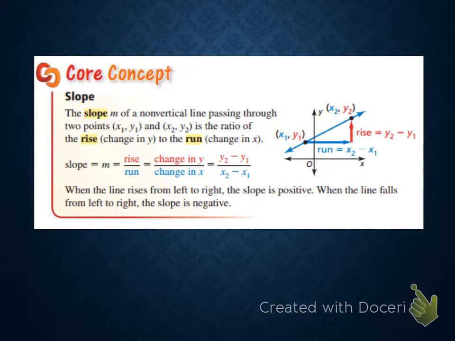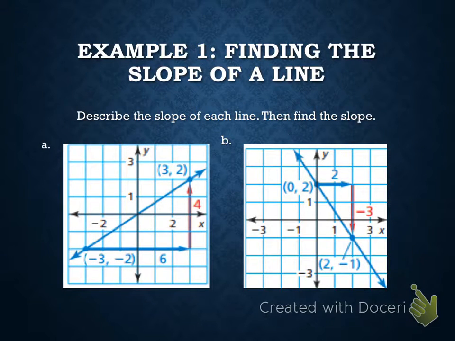When the line rises from left to right, the slope is positive. When the line falls from left to right, the slope is negative. So let's look at our first example here, describing the slope of each line. If we're looking at this line, our rise on A is going to be 4. Our run is 6. So rise over run is 4 over 6, which simplifies to 2/3.